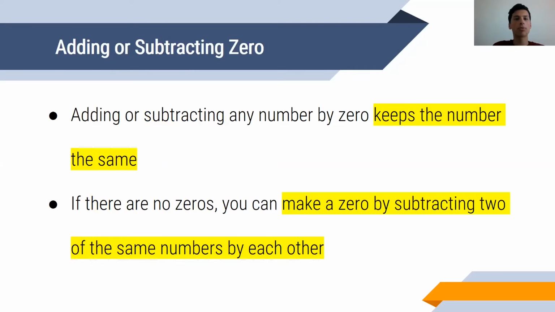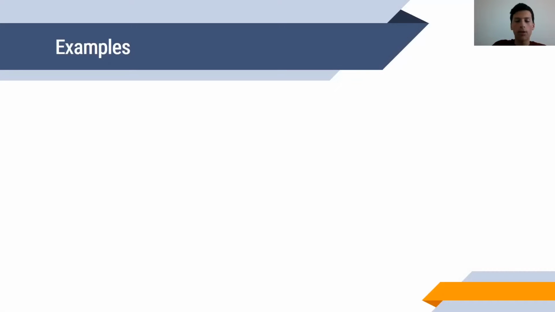First one is adding or subtracting by 0. If you add or subtract a number by 0, that keeps that number the same. If there are no zeros, you can make a 0 by subtracting two of the same number by each other. Like for example, 8 minus 8, that's 0. And then you can add that to something else. So here are some examples.